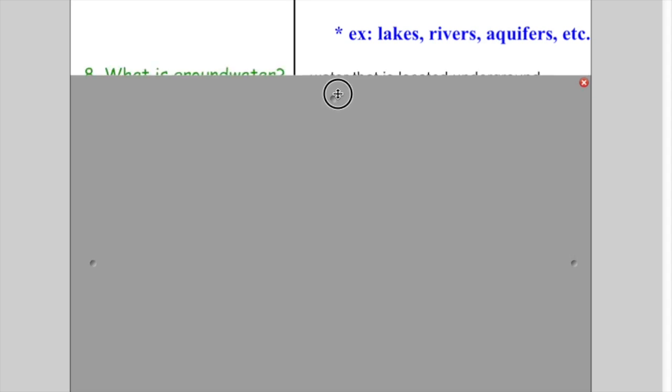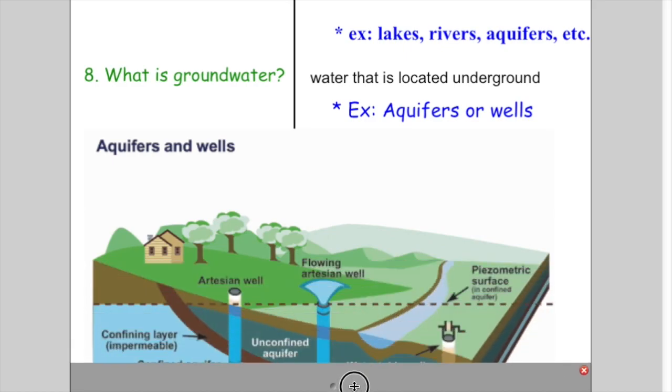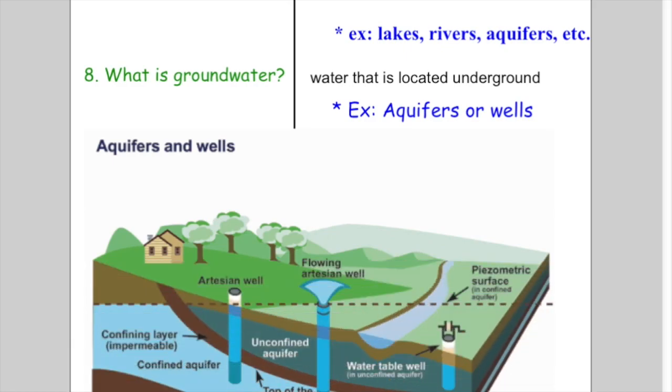Now, another collection is called groundwater. Groundwater is water that is located underground, and some examples are aquifers or wells. Here's a picture, and I'm not going to expect that you're going to memorize what an aquifer is or what a well is, but all you need to know is that aquifers and wells are groundwater, which means they're water that is underground. Pretty easy.